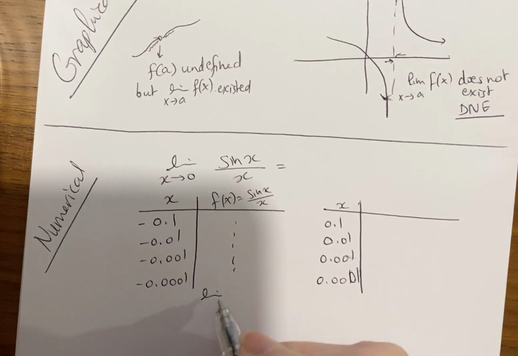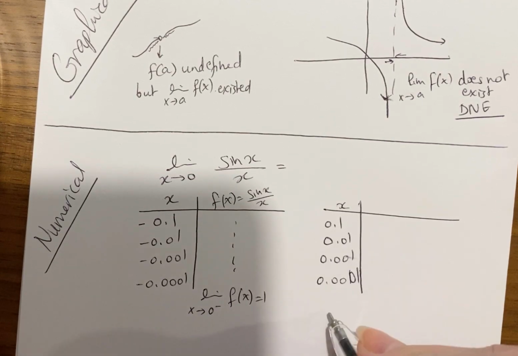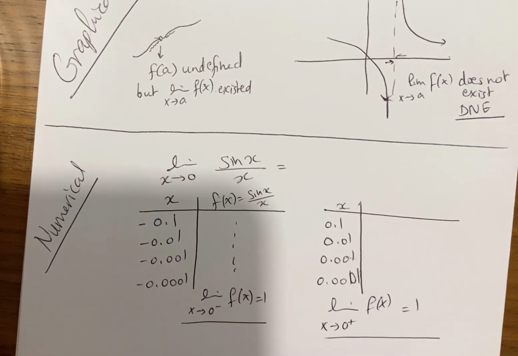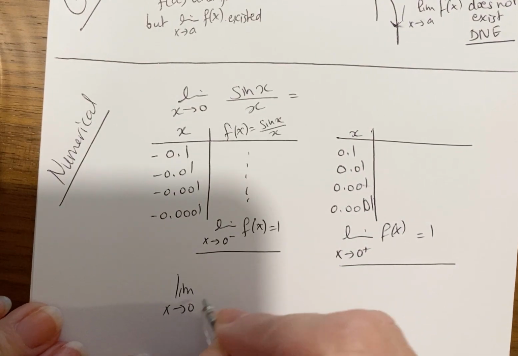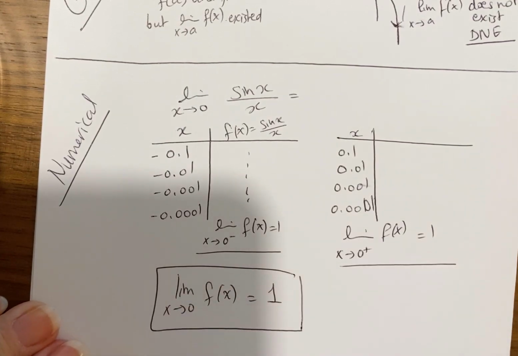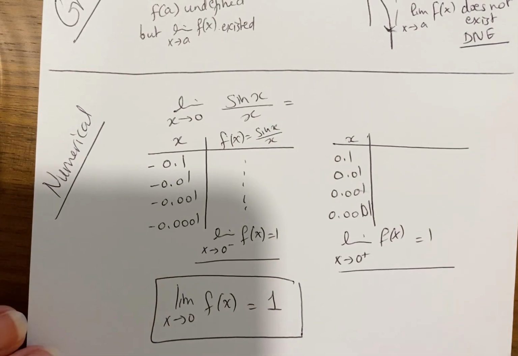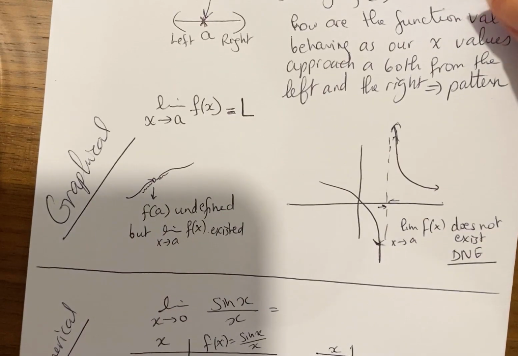We felt that as we approach 0 from the left, sine x over x was approaching 1, and as we approached 0 from the right, sine x over x was also approaching 1. Both sides were approaching the same number, so we can say that the limit of the function is equal to 1. So the limit existed and is equal to a numerical value that is 1. These are the two methods that we learned yesterday, the graphical and the numerical.